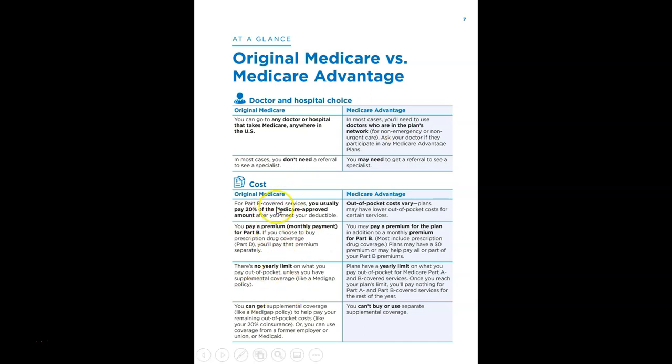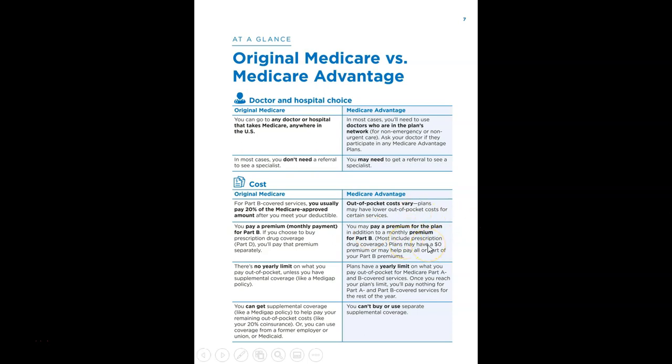When it comes to cost, as far as original Medicare Part B covered services, you usually pay 20% of the Medicare approved amount after you meet your deductible. On Medicare Advantage, out-of-pocket costs vary. Plans may have lower out-of-pocket costs for certain services. You pay a premium monthly for Part B under original Medicare.